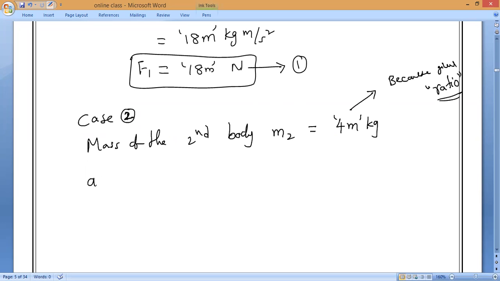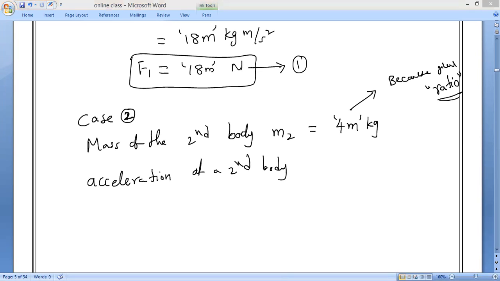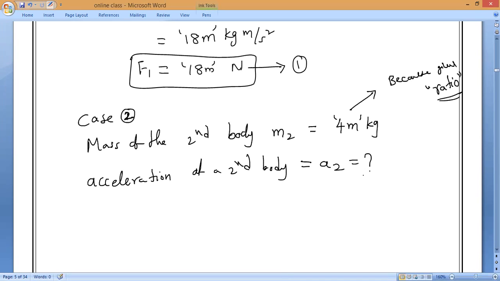Now, acceleration of the second body. We don't know that; we have to find that. What can I assume for the acceleration of the second body? A2. Is it yes or no? Yeah, we don't know that. That is what we have to find.